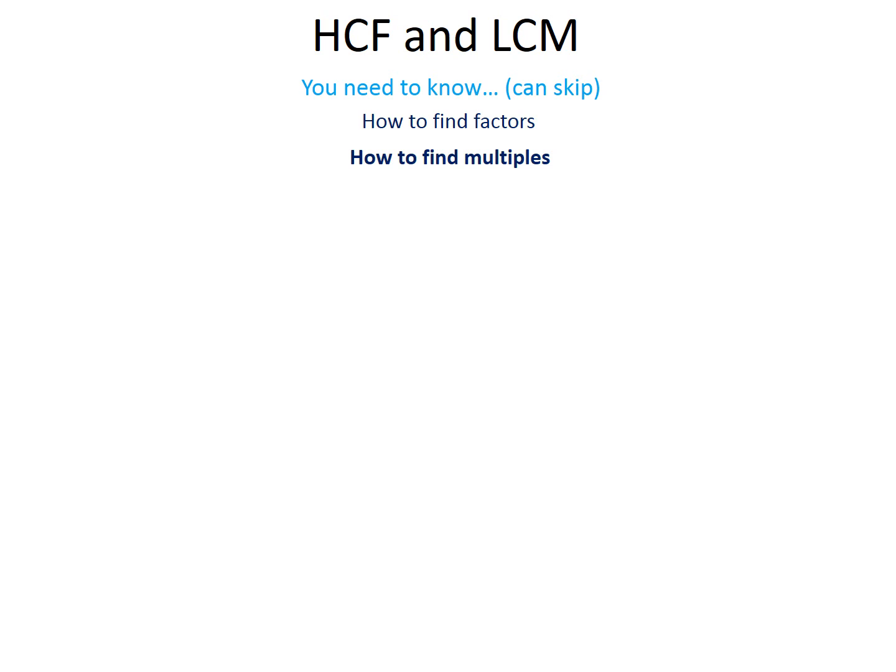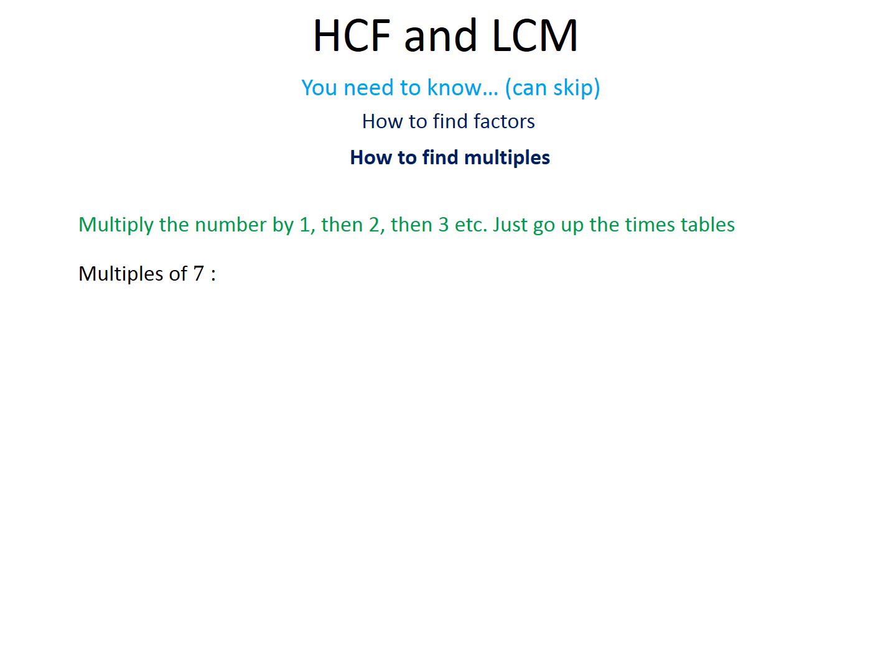Now, multiples are much easier because you just multiply your number by 1, then 2, then 3, etc. Really, you're just going up the times table. So if we're looking for multiples of 7, the first one is 7 because that's 1 times 7. And the second one's going to be 14 because that's 2 times 7. And then we've got 3 times 7, which is 21, 4 times 7, which is 28, etc. You can go as far as you want to as multiples. You'll never run out of finding multiples.